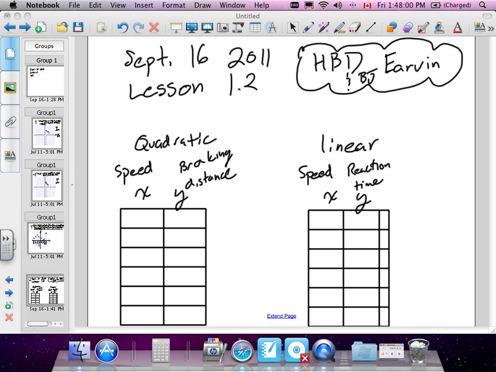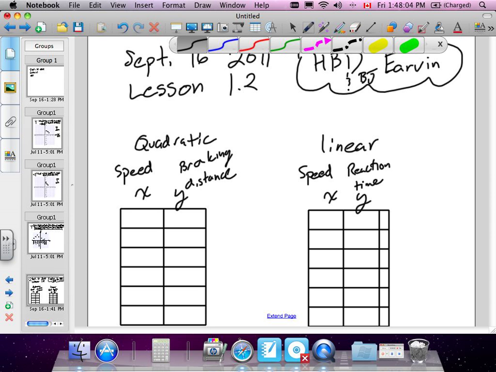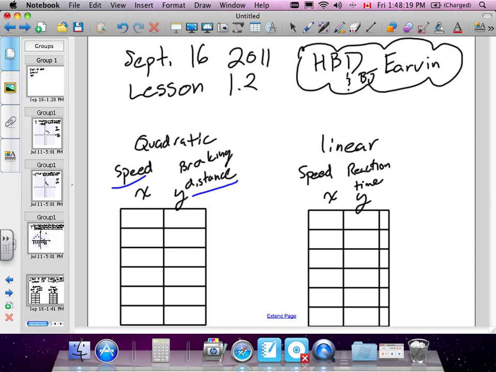So in your textbook, they've given us an example. And they've written down several things. They have speed, reaction distance, braking distance. They have stopping distance also. But we're going to specifically compare speed to braking distance. So the speed of a car compared to its braking distance. And the speed of the car compared to a person's reaction time.